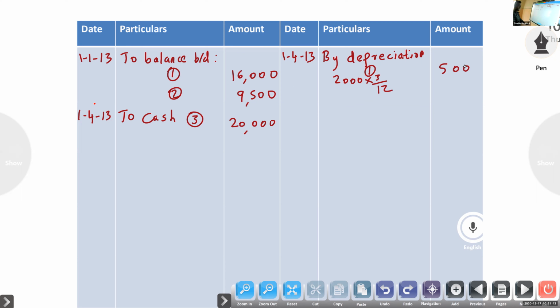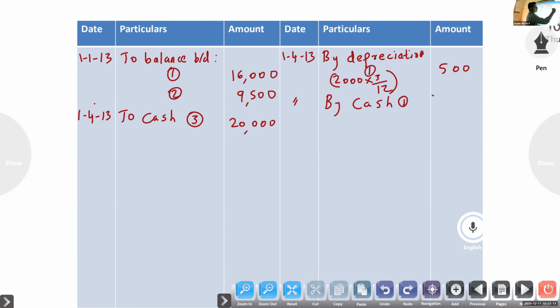Okay, this year we used 3 months, sorry, 3 months we used. So opening date to selling date. So 1 year is 2,000, that is 20,000 into 10% into 3 by 12. Okay, 1 year we know, so into 3 by 12. Then on the same date we sold it by cash.